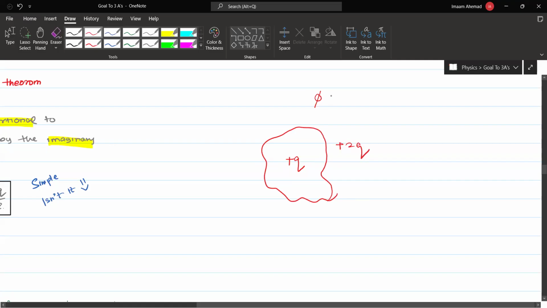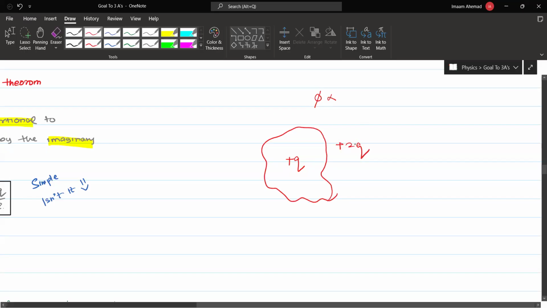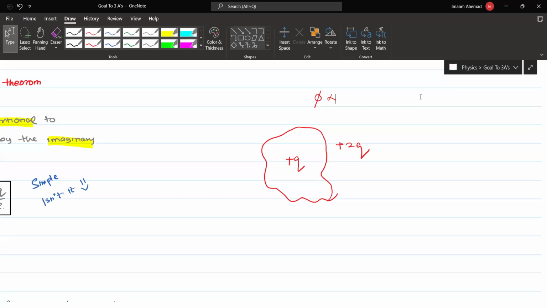What is the flux proportional to? Is the flux proportional to Q, 2Q or 3Q? What do the others say?